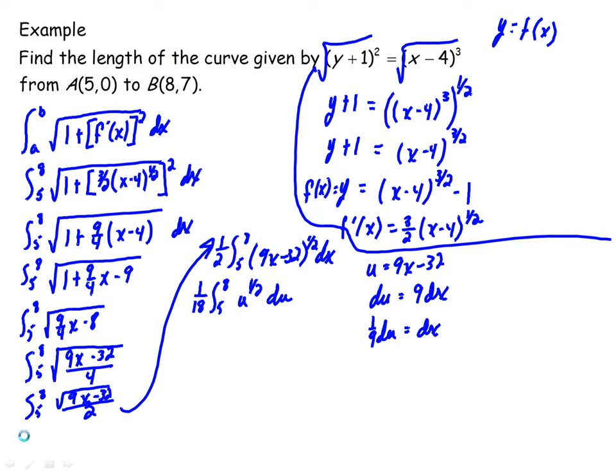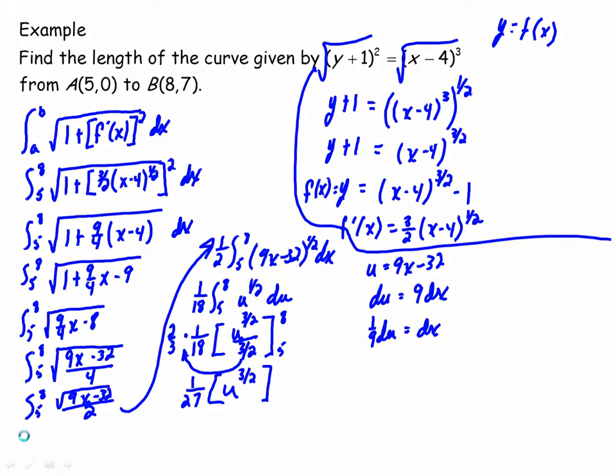What's going to happen when you integrate u to the 1/2? What are you going to get? U to the 3/2 divided by 3/2. But I don't like that. I don't like dealing with complex fractions. What can I do with that 3/2 denominator? I can multiply by the reciprocal. So now what am I going to have? 1 over 27, right? 1 over 27 times u to the 3/2 integrated from 5 to 8.